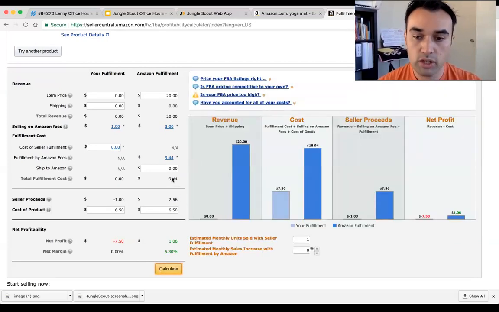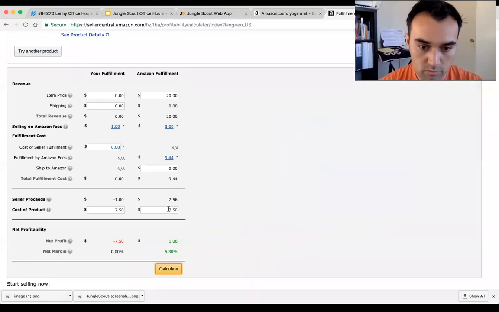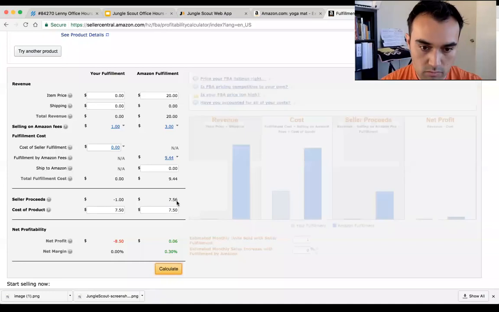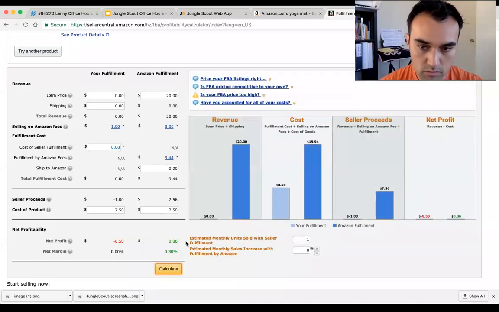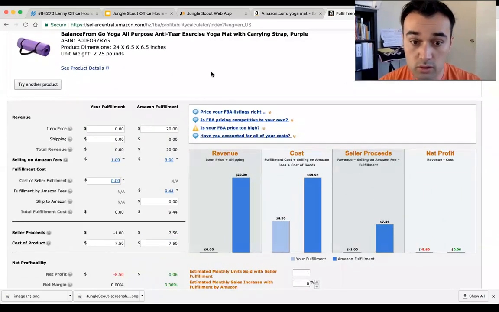Cool. But it's good here that it does tell you the total fulfillment cost, and then it shows you how much you would have remaining after you subtract these amounts. So okay, these are a couple of ways to calculate the FBA fees.